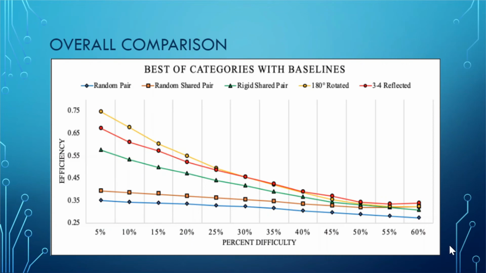If we take the best strategy from each category and compare them to the random baselines, we can see that the strategies perform much better at lower percent difficulties and converged much like the singular explorer once we got to higher and higher percents. It should be noted that even at 60% difficulty, the 3-4 reflected and 180 degree rotated explorers were still performing significantly better than the random non-shared baseline.